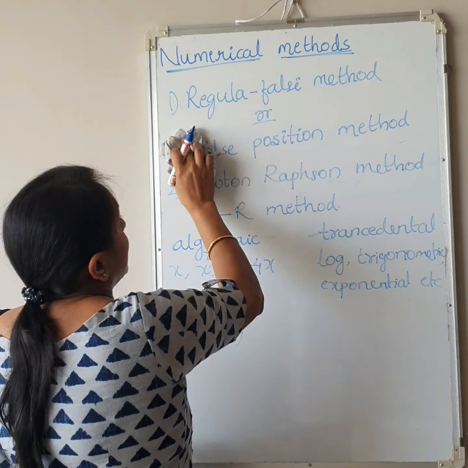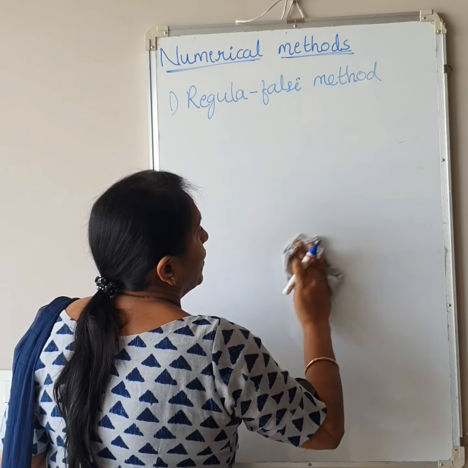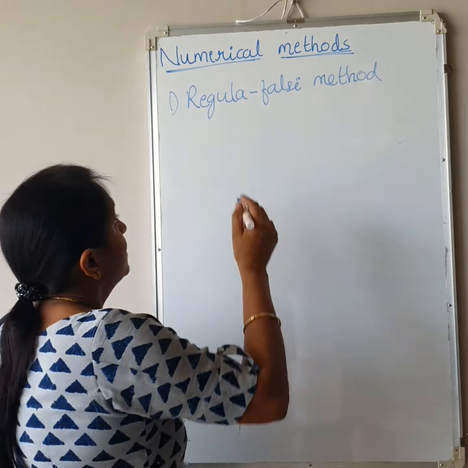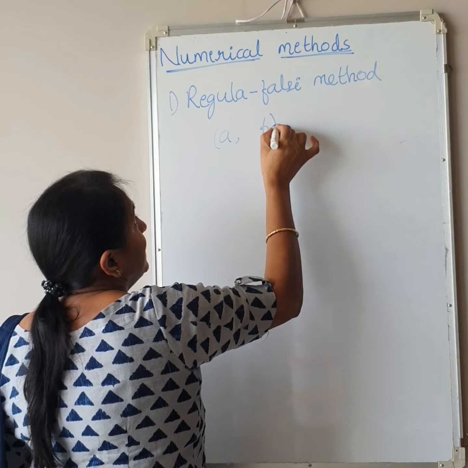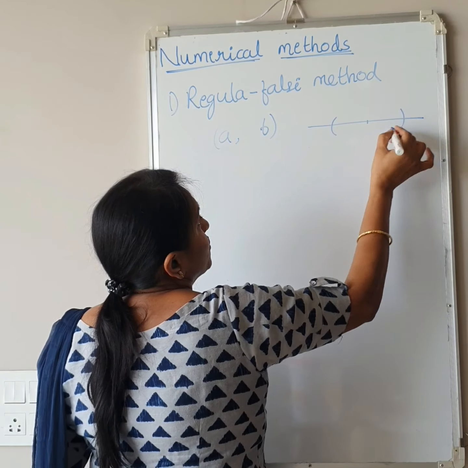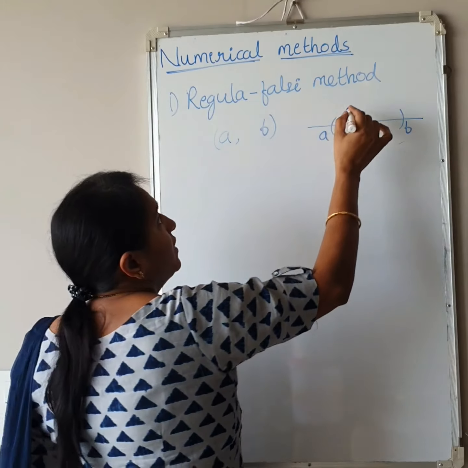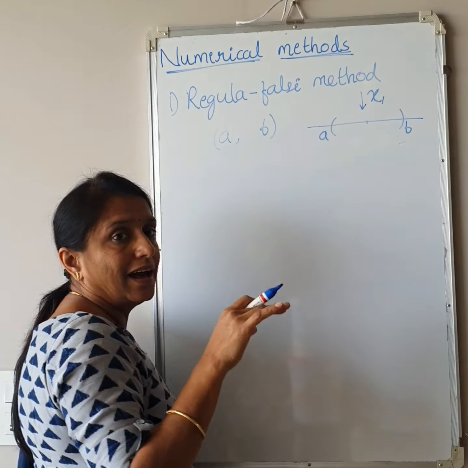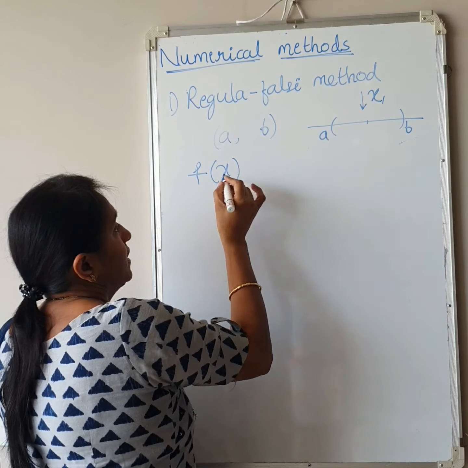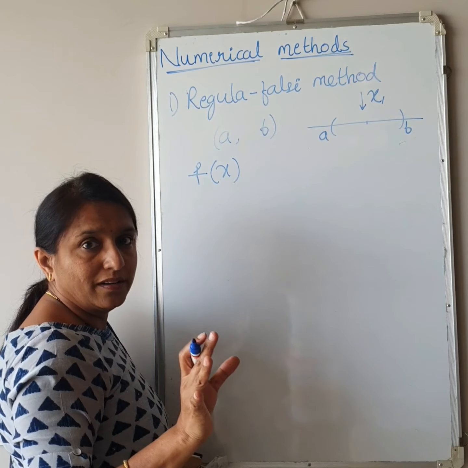Now we will study the Regula Falsi method or false position method by taking one example. Before that, there is one rule. Consider an interval a, b on the real number line. Suppose we take a here and b, this represents the interval. Suppose f of x is a given function. It may be algebraic or transcendental. This is a general rule that I am explaining.